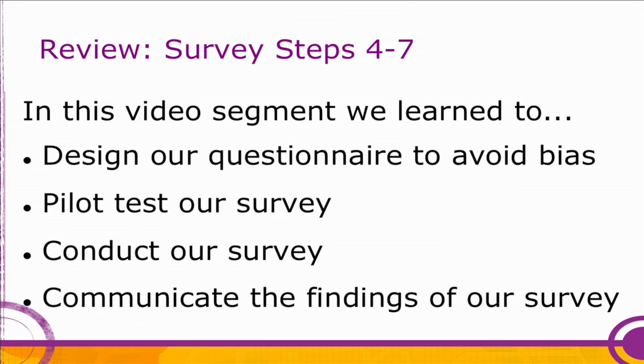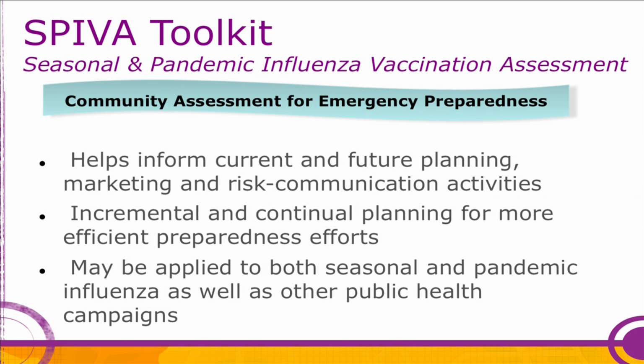To review steps 4 through 7, in this video segment, we've learned to design our questionnaire in order to avoid bias, pilot test our survey, conduct our survey, and then communicate the findings of that survey. By using these methods found in the SPIVA Toolkit, we can help public health practitioners inform their planning, marketing, and risk communication activities, ensure that they use an incremental and continuous planning approach for more efficient preparedness efforts, and then apply these efforts to both seasonal and pandemic influenza vaccination campaigns, as well as a variety of other public health activities. This concludes our presentation for the SPIVA Toolkit.